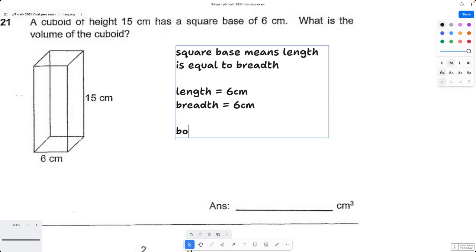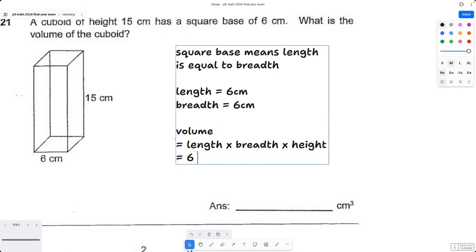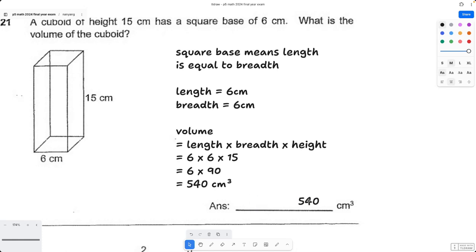Volume is equal to length times breadth times height. Here it's 6 times 6 times 15. 6 times 15 is 80, right? Oh no, this is 90. So this should be 540 centimeters cubed. So the answer should be 540.